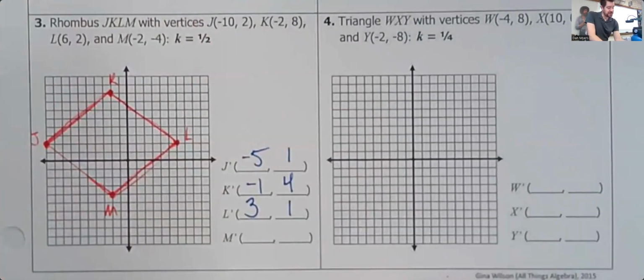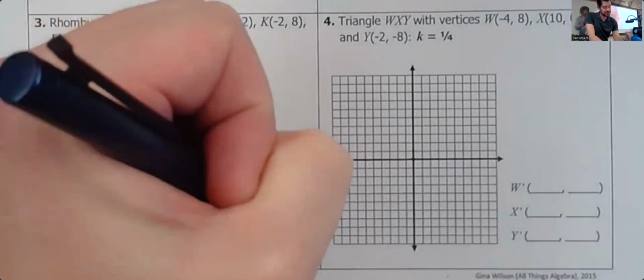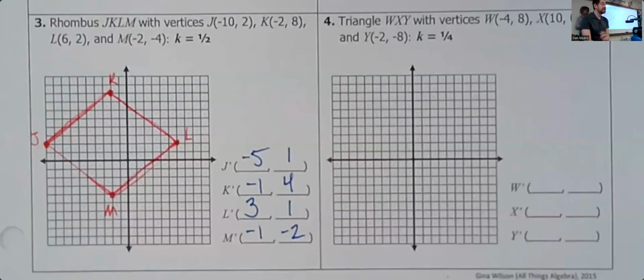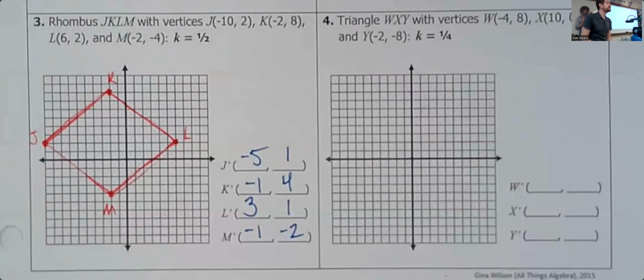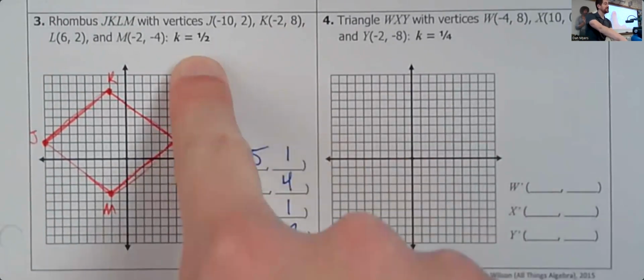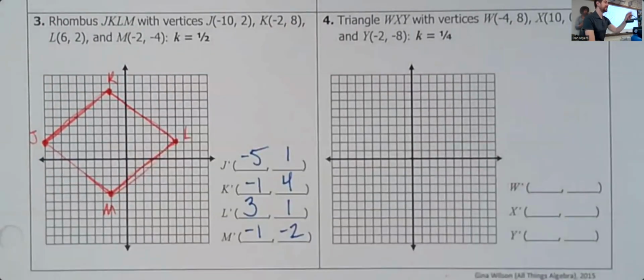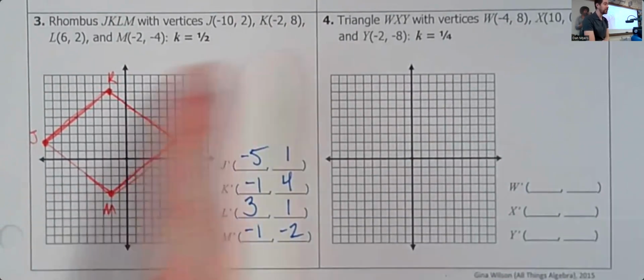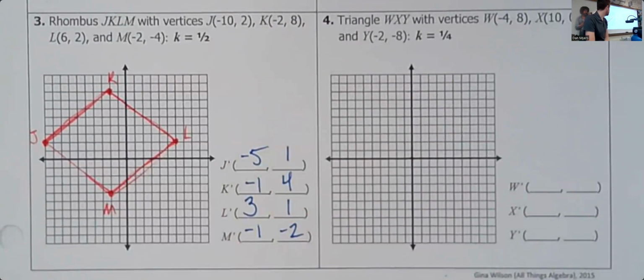And for the last one, M prime will have -1, -2. Just cut each of these numbers in half. Because the value of K is 1/2, so that means you want the original to be half the size. You want the new one to be half the size of the original. So you can either divide these all by 2 or multiply them by 1/2, gives you the same result.